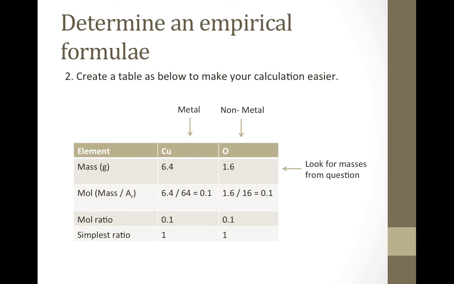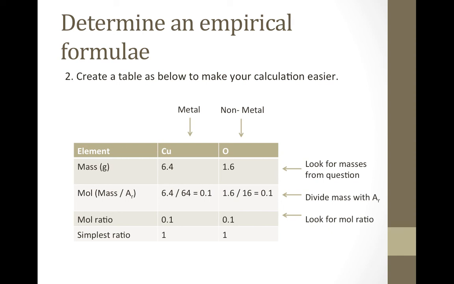The next step is to look for the masses from the question given, and from the question the mass for copper is 6.4, whereas the mass for oxygen is 1.6. Next step, divide the masses from the question by the relative atomic mass. And it is found that after calculation, the mole for copper is 0.1, and the same with oxygen, which is also 0.1.